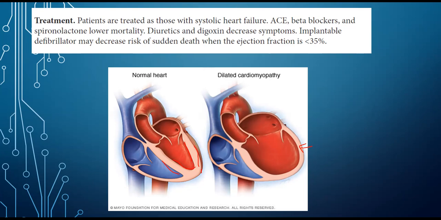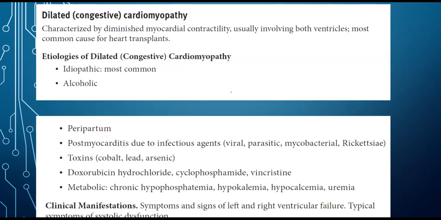Now, if your power of contraction gets reduced, what kind of heart failure will you get? Systolic or diastolic? Systolic, right? Very good. So dilated cardiomyopathy will give you systolic heart failure. And this is one of the most common causes of heart transplant. Most common cause is unknown, but alcohol can cause it and some other toxins can cause it.